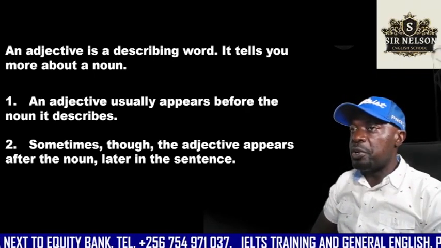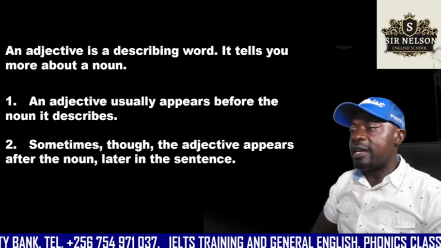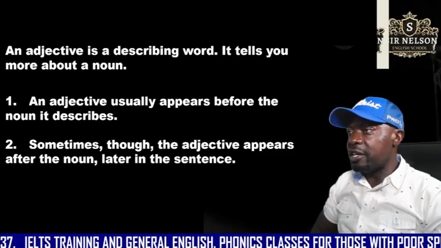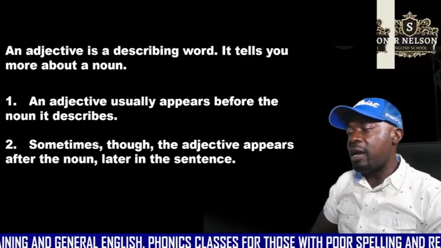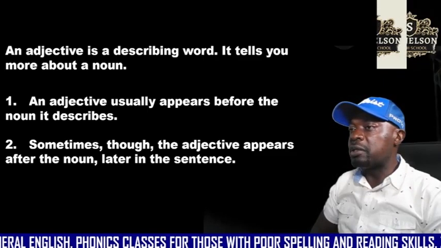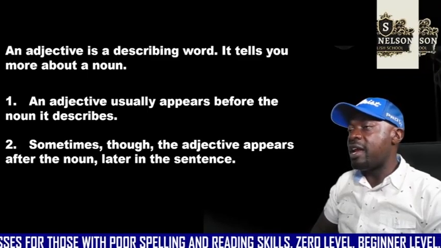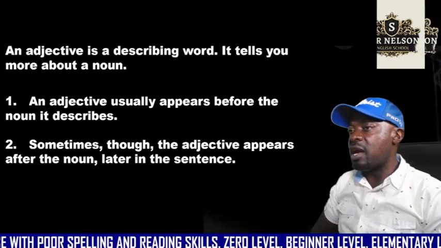In this video, we are going to look at adjectives. What is an adjective? An adjective is a describing word. It tells you more about a noun. A noun is a naming word. A name of anything is a noun.